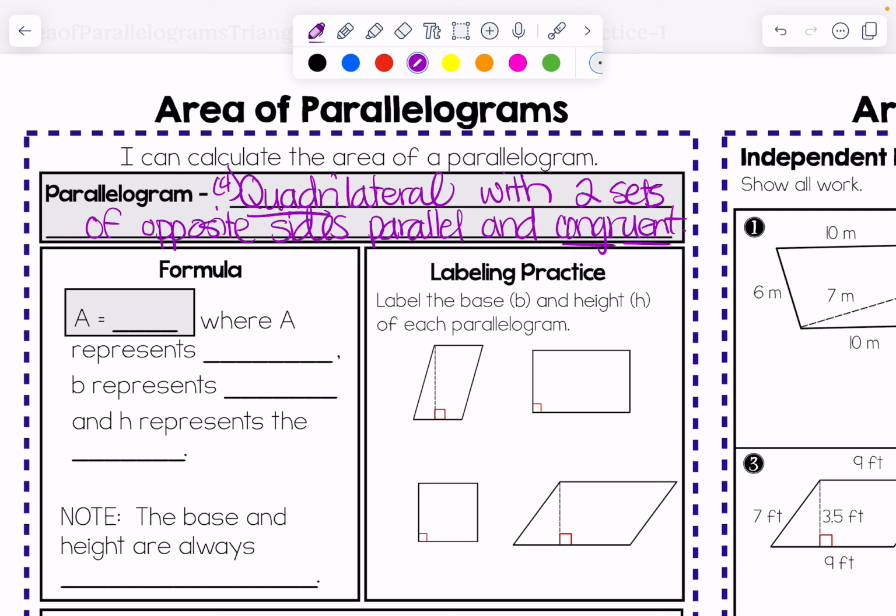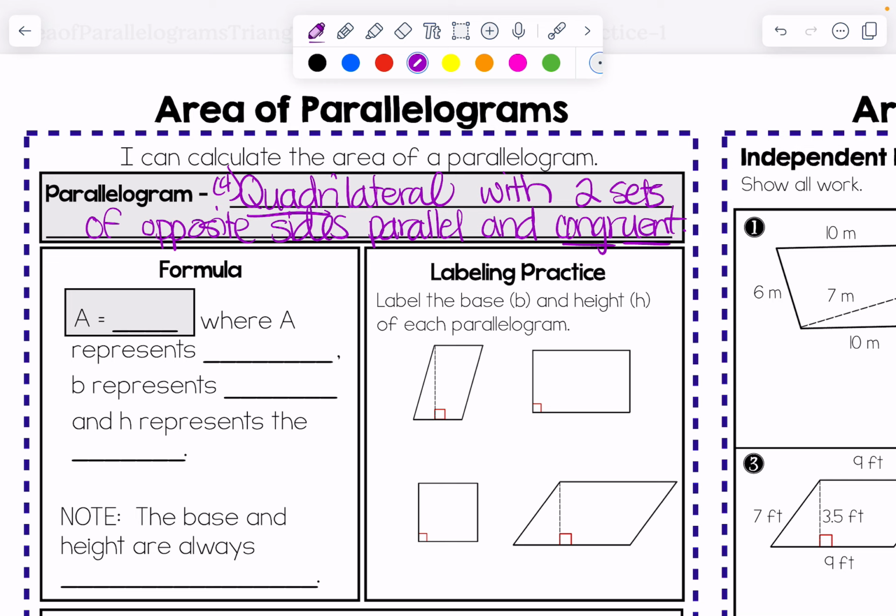We'll have lots of area formulas. You'll have a formula reference sheet that you'll be allowed to use. I'm not expecting you to memorize formulas here, okay? The formula is a guide that tells us exactly what to do to figure out the answer we're looking for.